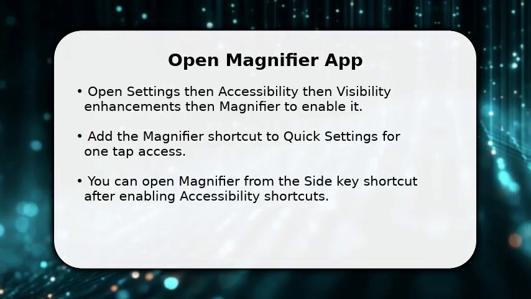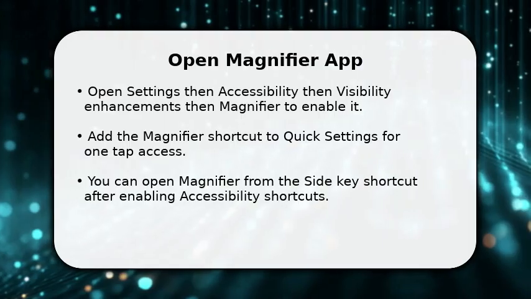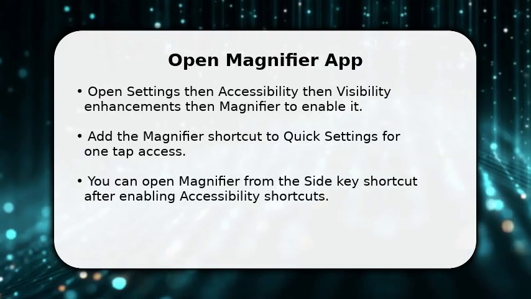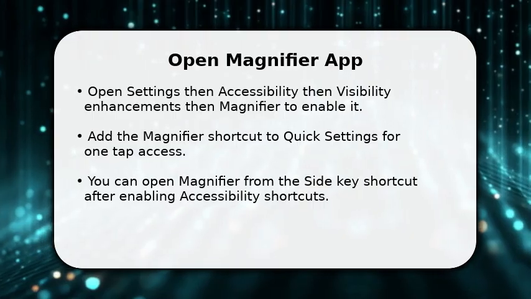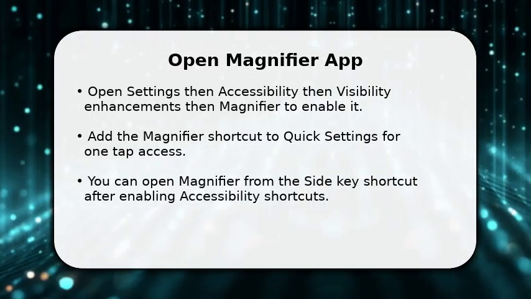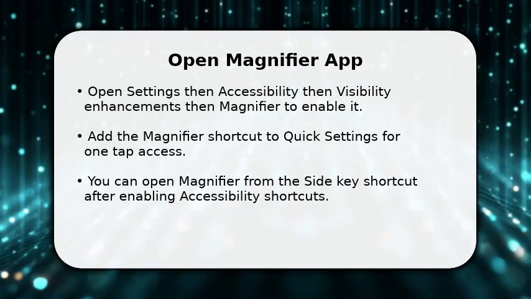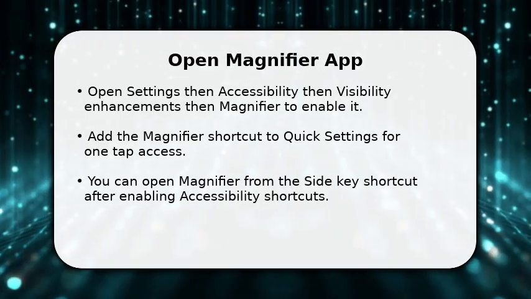To add a tile, open Quick Settings, tap Edit, and drag the Magnifier tile into view. Once added, tap the tile to open the magnifier immediately. You can also enable the accessibility shortcut to launch it with the side key triple press.